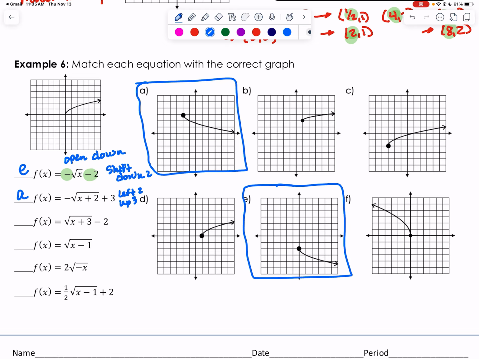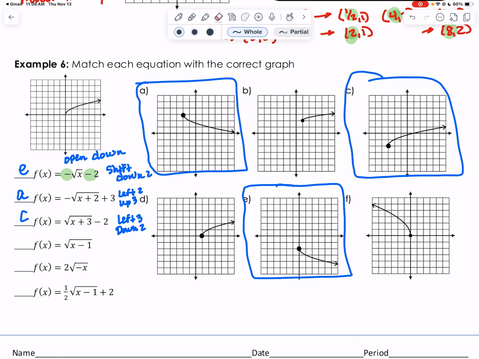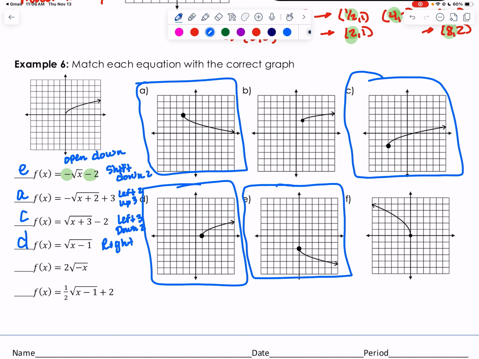All right, next one. f of x equals square root of x plus 3 minus 2. So this graph is going to open up, and it's moving left 3, down 2. So answer choice C. All right, problem F. f of x equals the square root of x minus 1. So the only thing that's happening here is this graph is moving to the right 1 unit. So problem D.